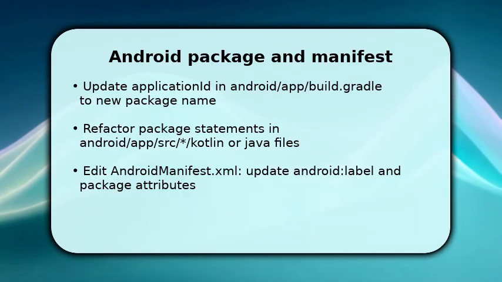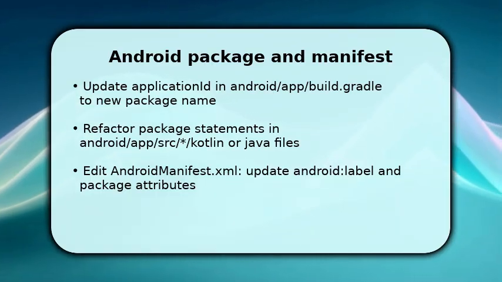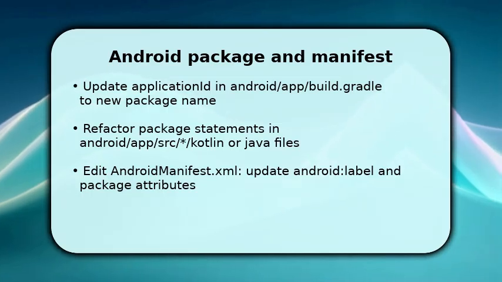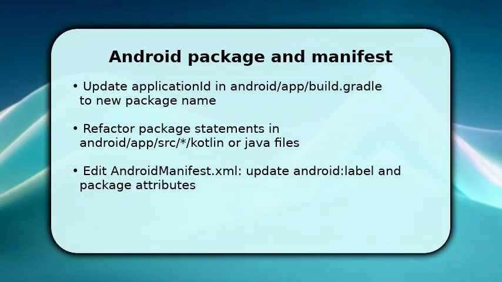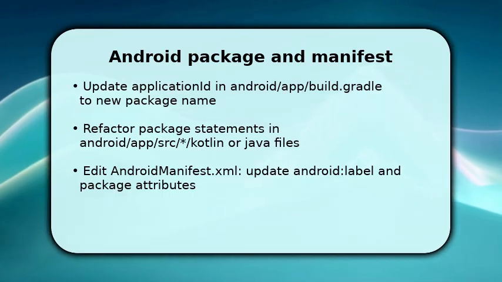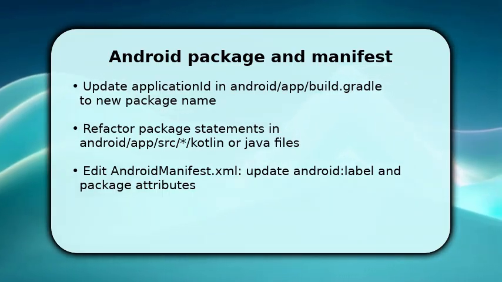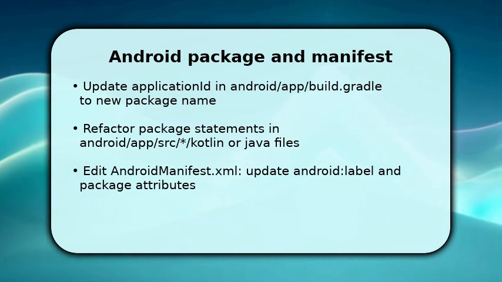Then refactor the package declarations in android/app/src/main/kotlin or Java files so class paths match. Edit AndroidManifest.xml entries for android:label and the package attribute to reflect the display name.